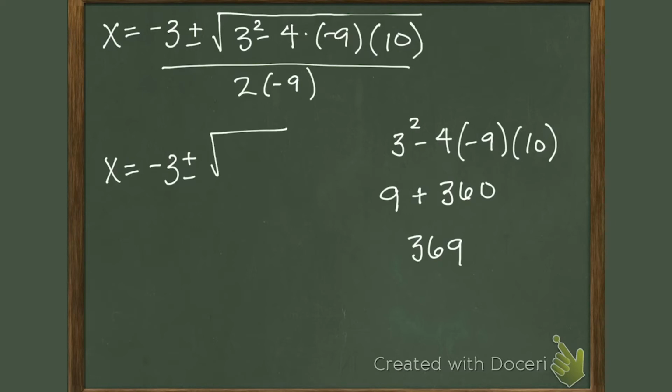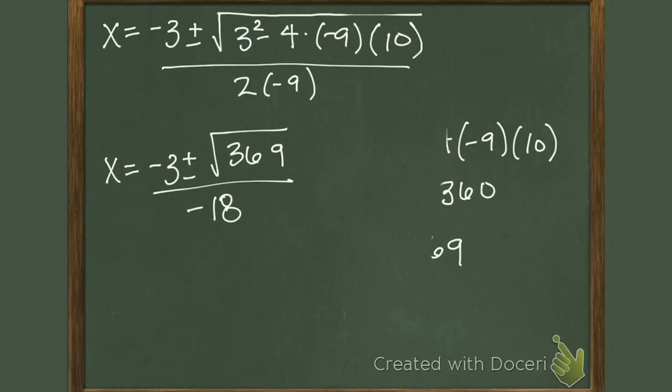All right, so what I'm going to do is replace all that's underneath that square root with the square root of 369, all divided by 2 times negative 9, which is negative 18. All right, so I'm looking at my answer choices, and that answer choice is not on there. It's not because we did something wrong, it's because it's not simplified all the way. Sorry, I'm going to erase this. If you need it, go back and pause and write it down.